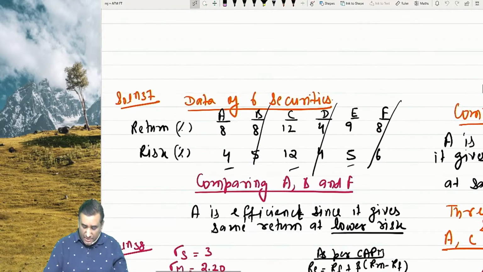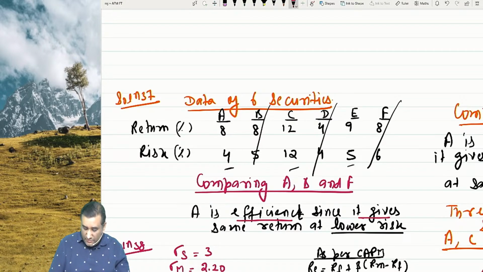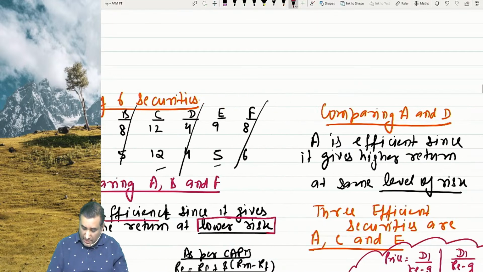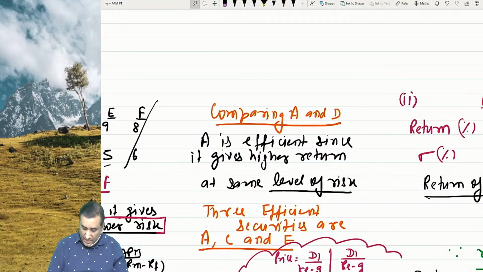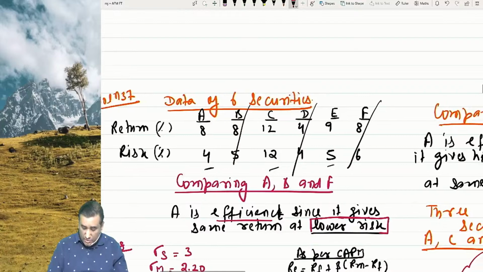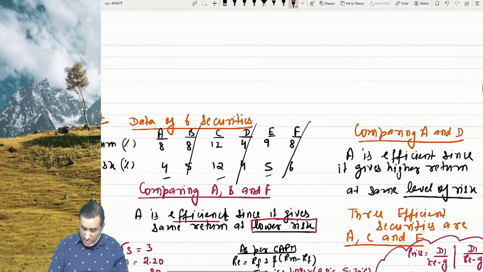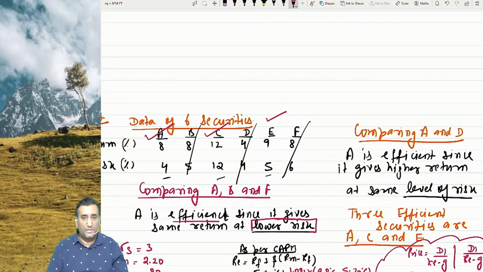when we write the answer in the exam, we say first we compare A, B, F. A is efficient since it gives the same return at lower risk. So automatically B and F get cancelled out. Then you compare A and D. A is efficient since it gives a higher return at the same level of risk. So D also gets cut out. In this case, only 3 securities are left: A is left, C is left, and that's the first part answer.